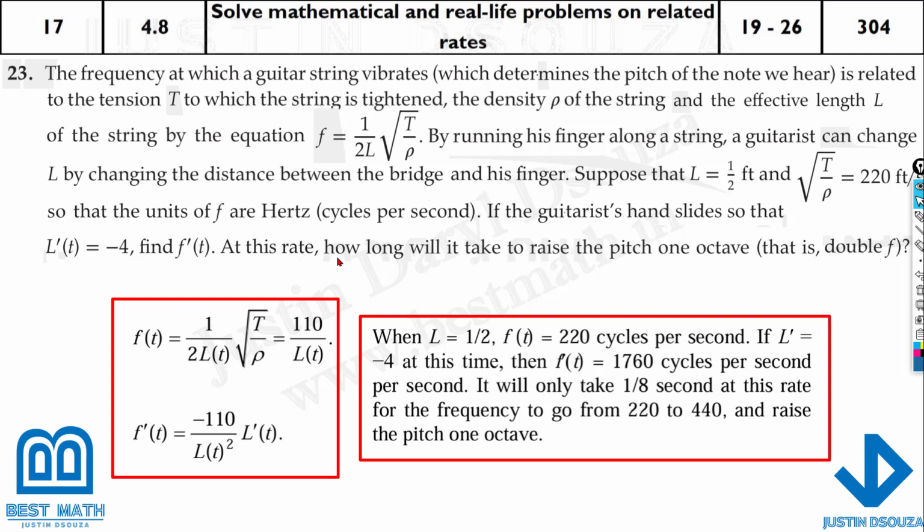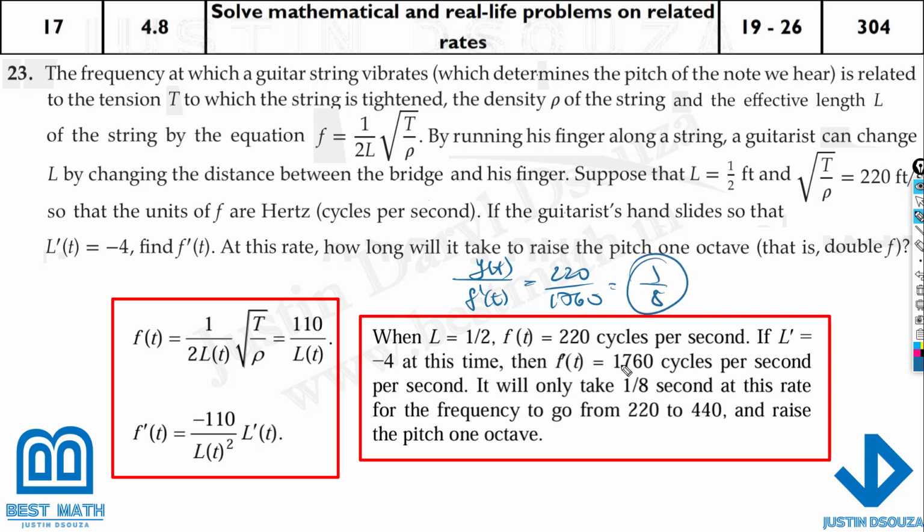Now here they have also asked at what rate it will take to raise the pitch 1 octave, that's double it. All you need to do is divide the cycles by this. So all you do is f of t divided by f prime of t, and you would get 220 divided by 1760, that will be 1/8.